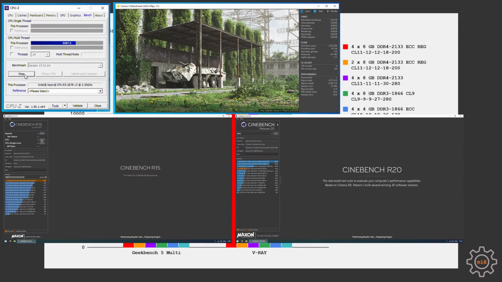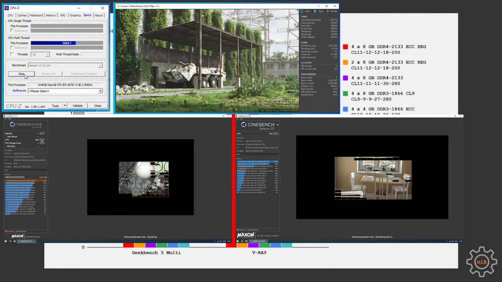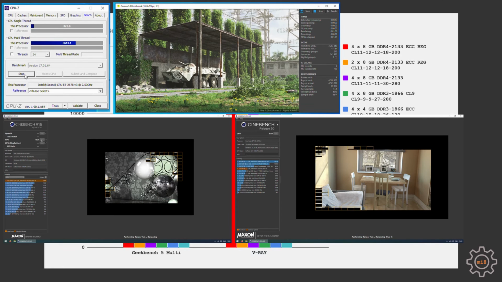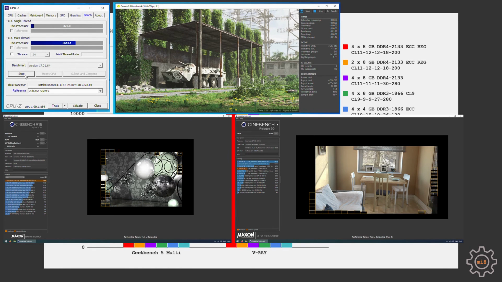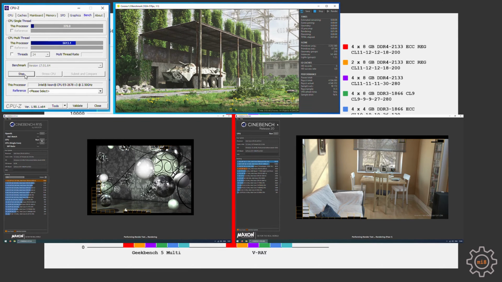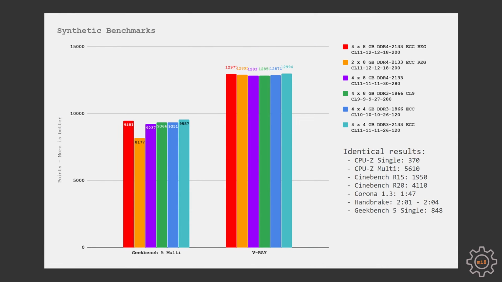I have tested a bunch of different benchmarks such as CPU-Z, Cinebench R15, Cinebench R20, Corona 1.3, Handbrake video encoding, Geekbench 5. Most of the results are almost identical. There are some minor differences, but these are so minimal that I count these results as identical. On the graph, you see the results which have at least some kind of a meaningful difference.